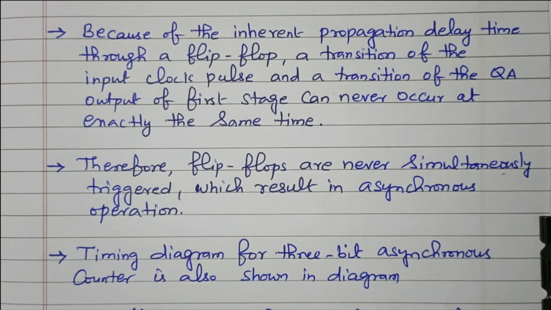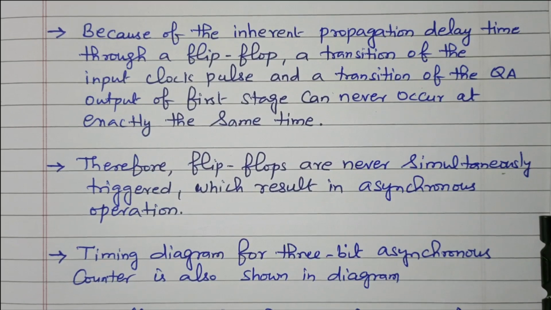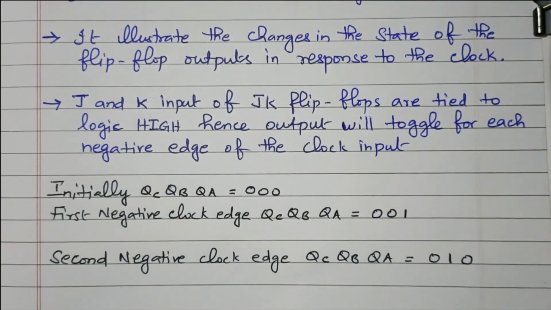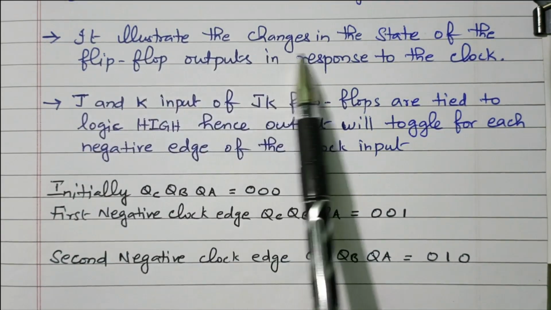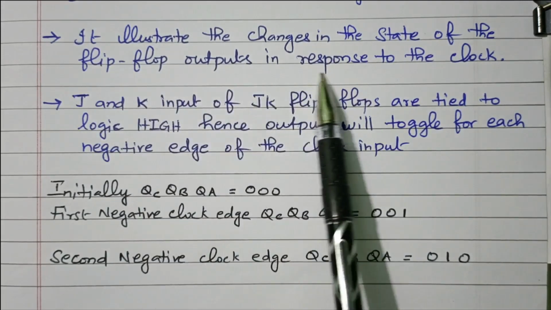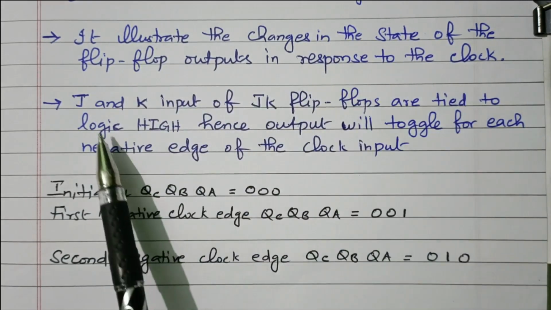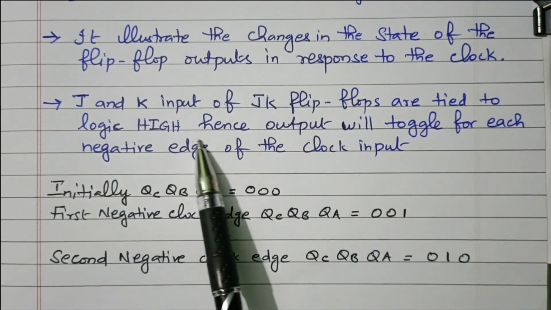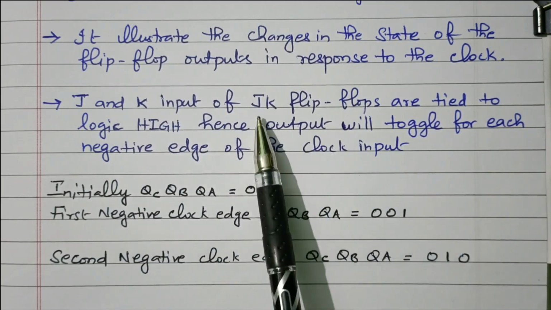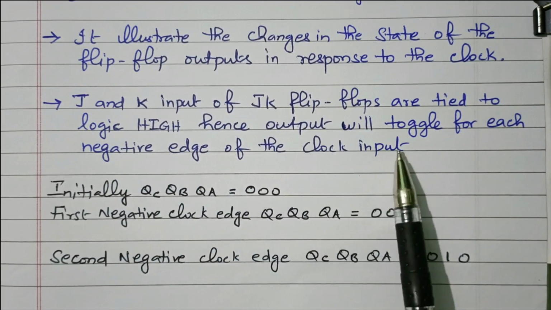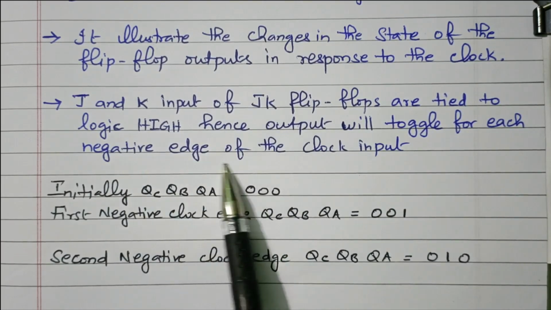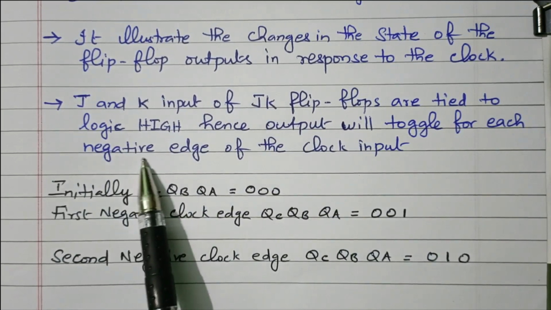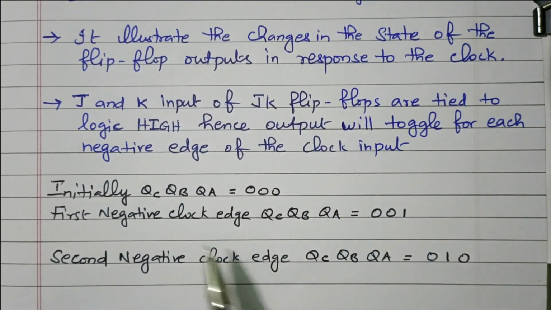The timing diagram for the 3-bit asynchronous counter is shown in the diagram. The timing diagram we already discussed. It illustrates the changes in the state of the flip-flop outputs in response to the clock. The J and K inputs of the JK flip-flops are tied to logic high, hence the output will toggle. We know that for a JK flip-flop, when both inputs are high, the output will toggle for each negative edge of the clock pulse. Because it is connected inverted, we discussed negative edge, that is from 1 to 0. Right. Now we'll see the stages one by one.